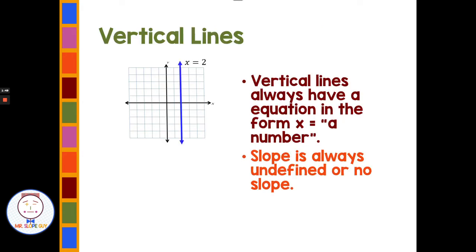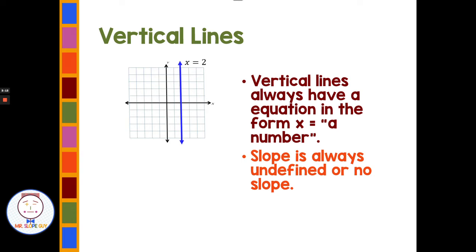Now, let's talk about vertical lines. Vertical lines are also really a pure definition. They're always in the form of x equals a number. Like in this case, we have the graph of the line x equals 2, and it's always a straight up and down line. And the slope is always undefined, or sometimes you see the words no slope.